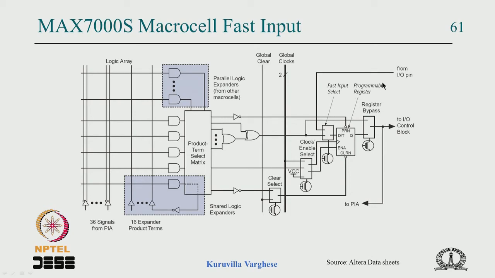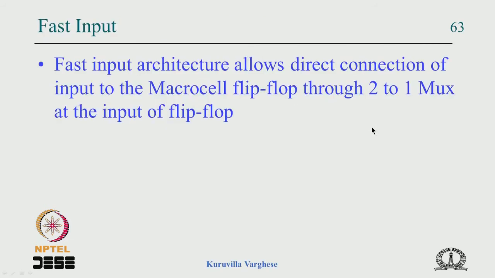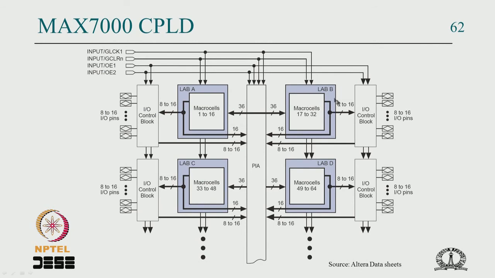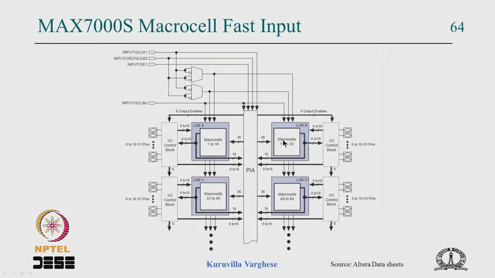And so from the IO pin there is a direct connection to the mux before the D of the flip flop. So you get the output of the XOR gate or from the IO pin directly for the fast input, and that is pictorially shown like here. You can see that the MAX 7000 CPLD is like this. MAX 7000S is a little different, everything else is the same.